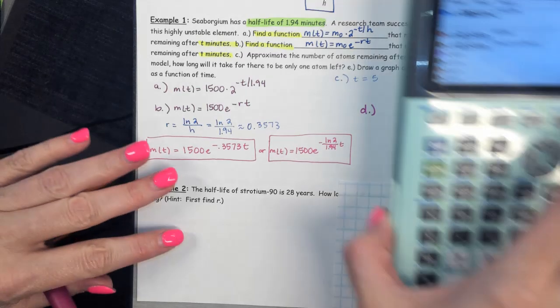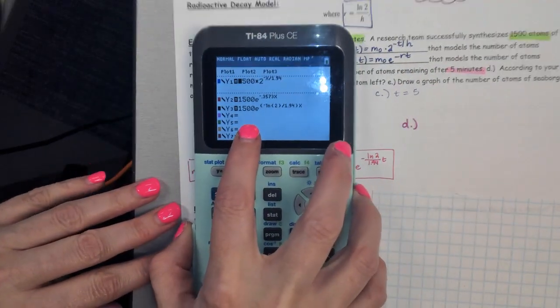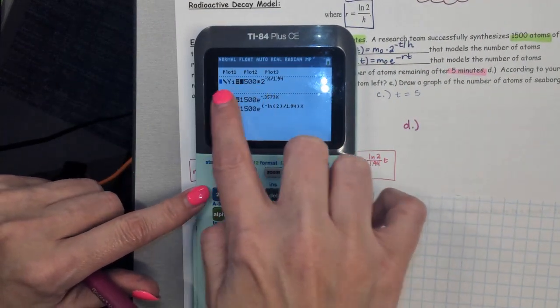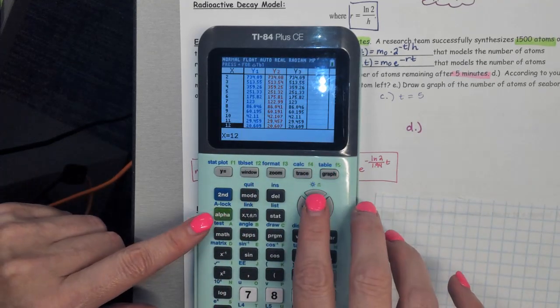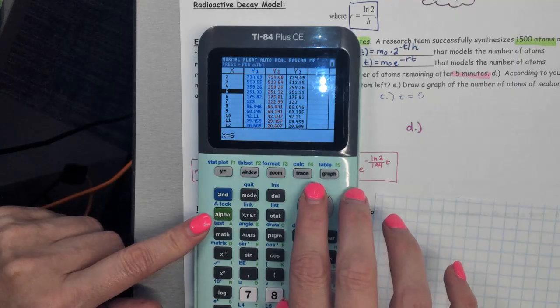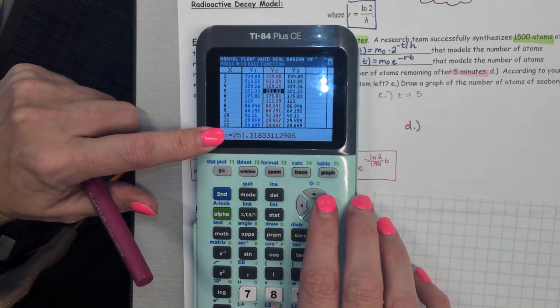Put those 3 into the calculator so we can look at the table and compare. So it doesn't matter which one you choose. This is part A. These are the 2 from part B. You go to your table for 5. Okay, each one is going to round to 251.3.